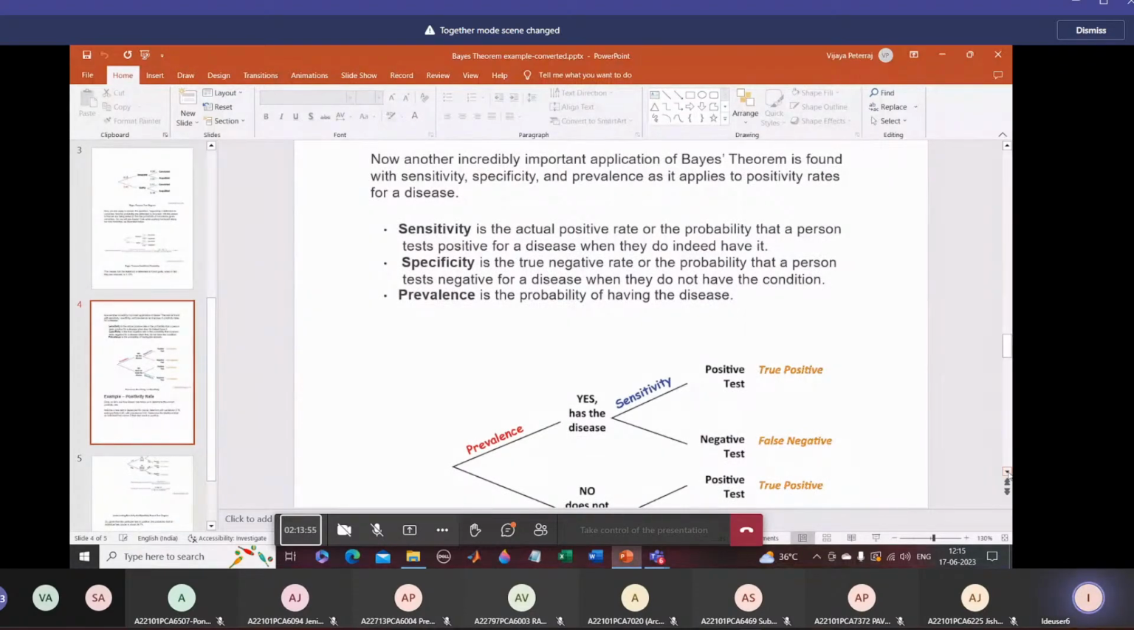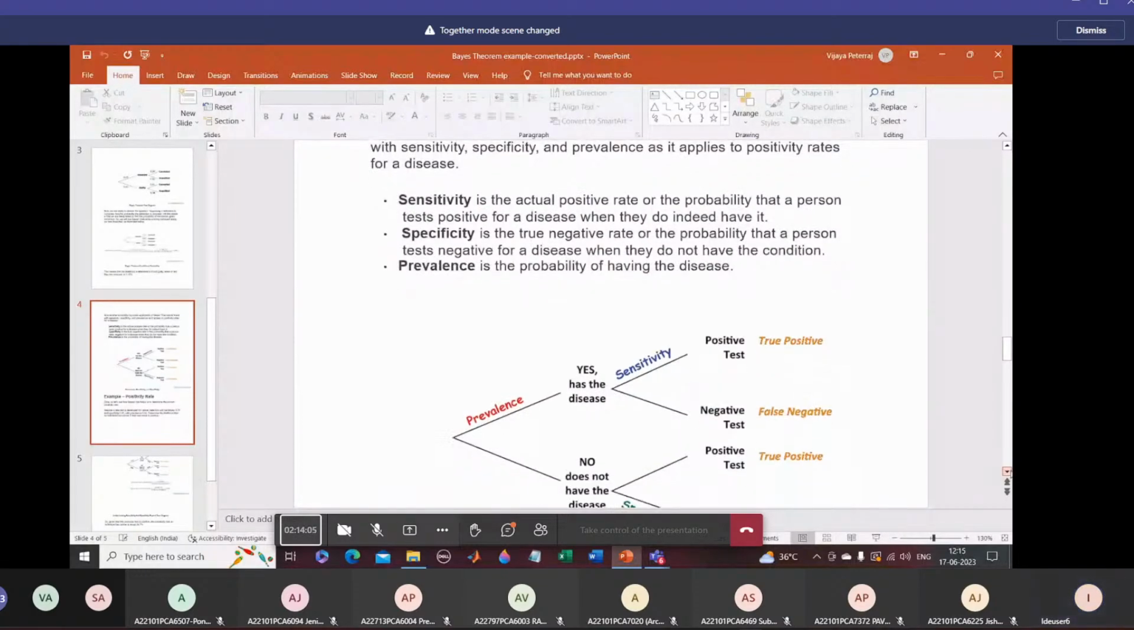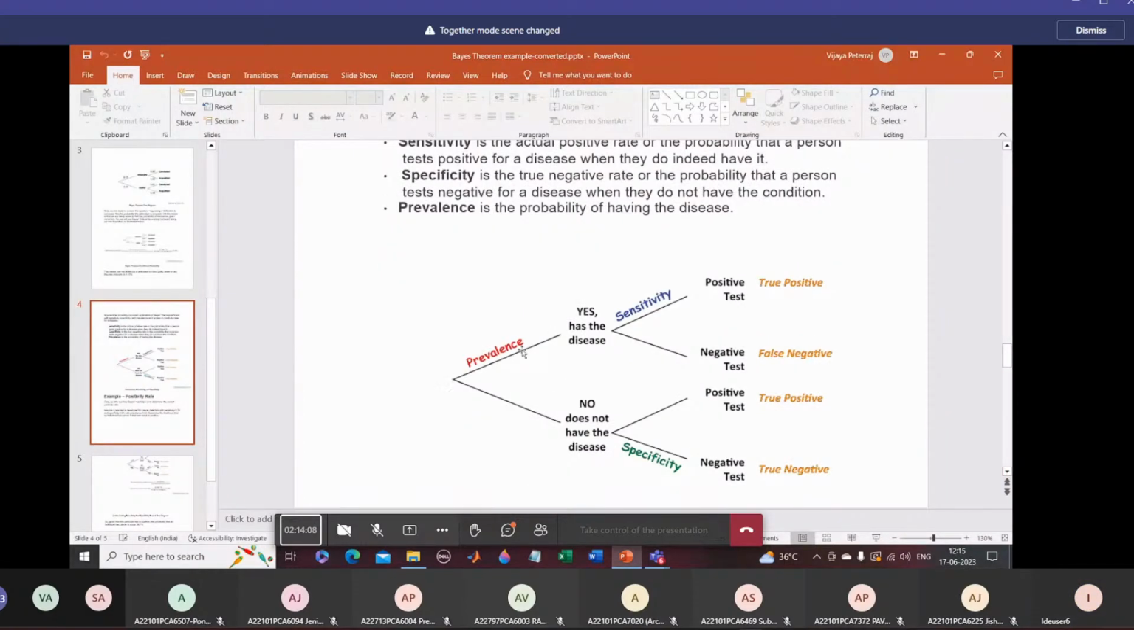So this theorem is used with sensitivity, specificity, and prevalence. Okay, so what is all that here? The prevalence is whether one has the disease. If a man has a disease and the test is positive, then it is a true positive, because he is having a disease and you are saying he has a disease, so both are true. If a man has a disease but you are saying he doesn't have a disease, that is a false negative. And if he doesn't have a disease but you are saying he has a disease, that is a false positive.